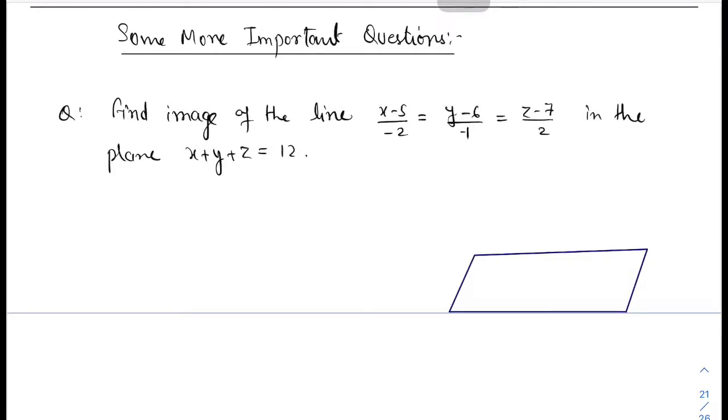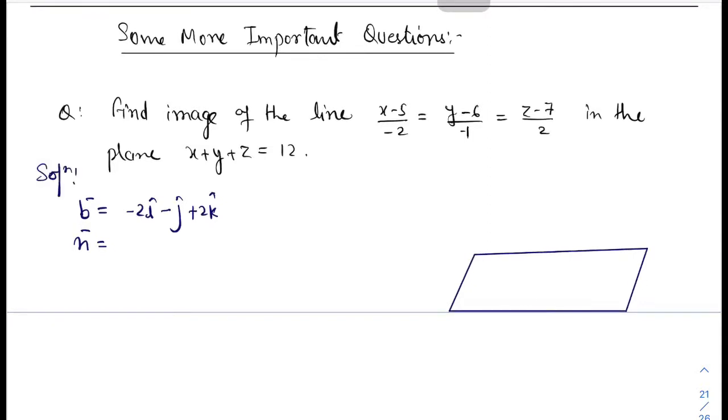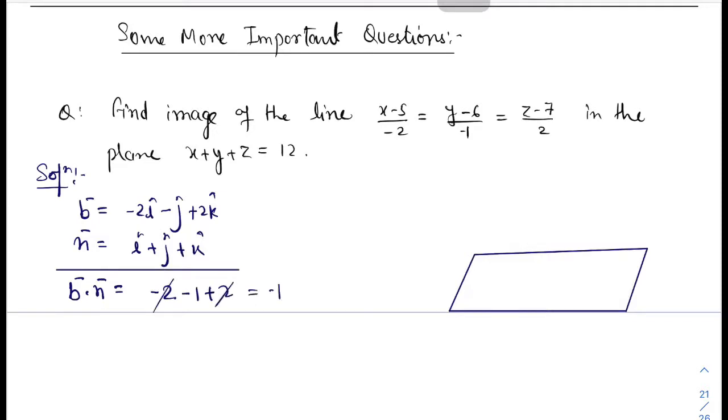We know how to find the angle between a line and a plane. The vector parallel to the line is -2i cap - j cap + 2k cap. The normal vector to the plane is i cap + j cap + k cap. If I multiply these two vectors scalarly, meaning the dot product, we get -2 - 1 + 2, which comes out to be -1.